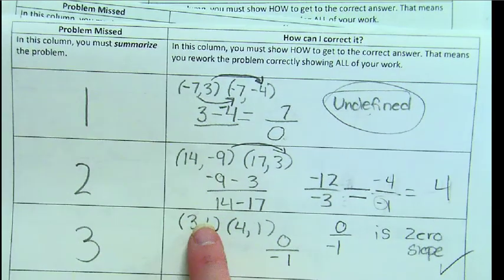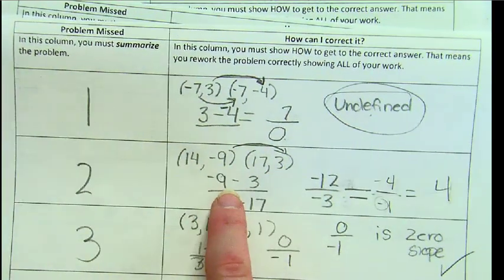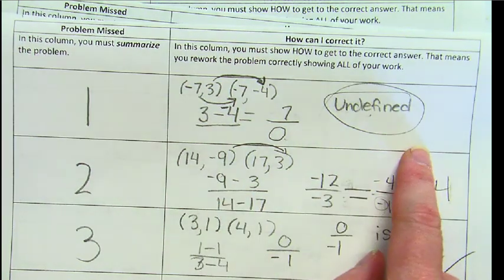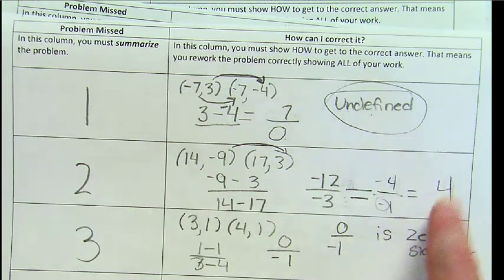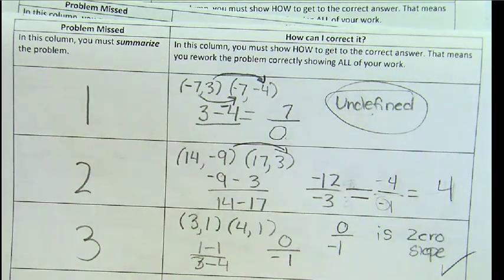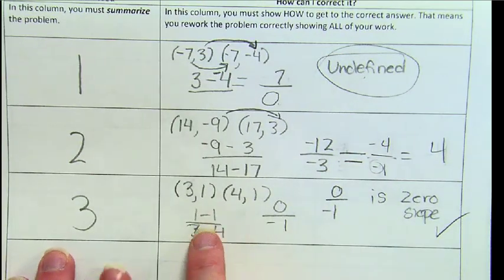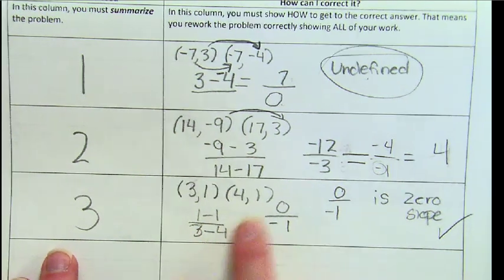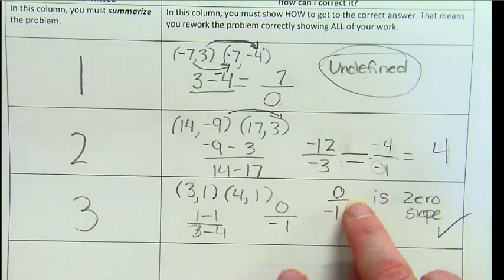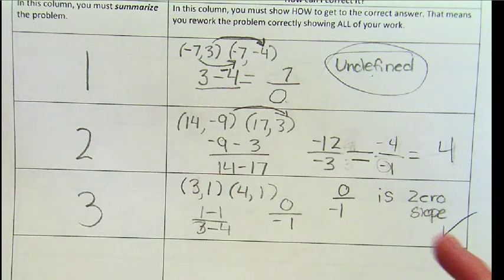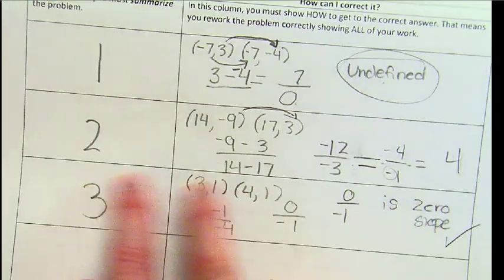Okay, this one they did a better job of, and they started here, then they did that, and then they show all their work that they did to get to this final answer. So that one is better. Here, they did 1 minus 1 and 3 minus 4, and then they said that's 0 over -1, and then they said that would be 0 slope. That's acceptable. The only part that needs to move is this part right here needs to be over there.